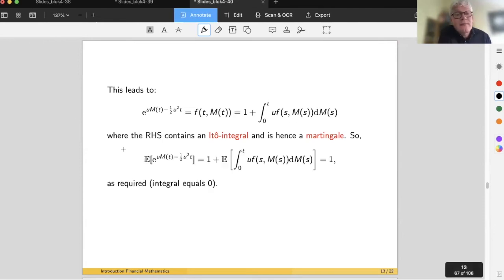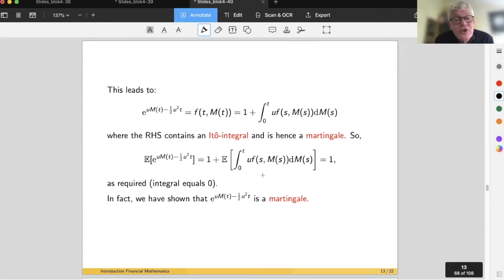So taking the expectation of the left and right-hand side, the expectation of the left-hand side is here. A constant is just a constant, plus the expectation of the Ito integral, which is equal to 0. So in total, this is equal to 1. And that is exactly what we wanted to achieve, right? The expected value of e to the power u m_t minus 1/2 u squared t is equal to 1, as required.